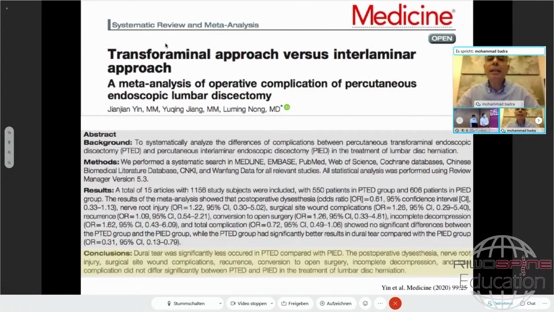And this is the last slide. This article compared the transforaminal and interlaminar approaches regarding complications, and this meta-analysis showed that the complication rate, mainly dural tear, was higher in the interlaminar approach. And this is logical because when you are using the interlaminar approach, you enter the spinal canal, you put your scope in, you retract the dura and the nerve root, and there is a little bit higher chance of injuring the dura. But this is not a problem because I have encountered dural tear with the interlaminar and with the transforaminal approach, and this should not be considered an obstacle because most of these patients don't usually require intervention, and most of them will do well.